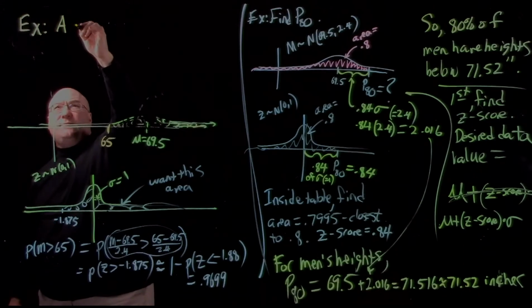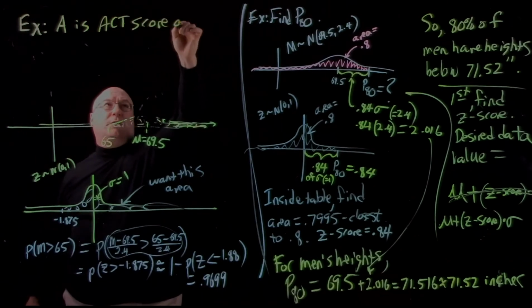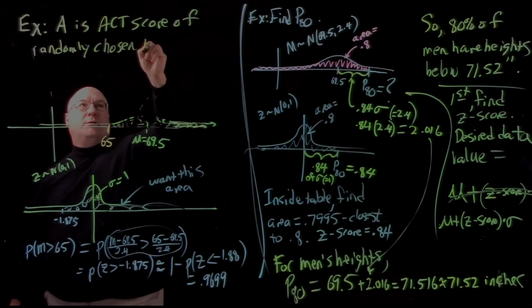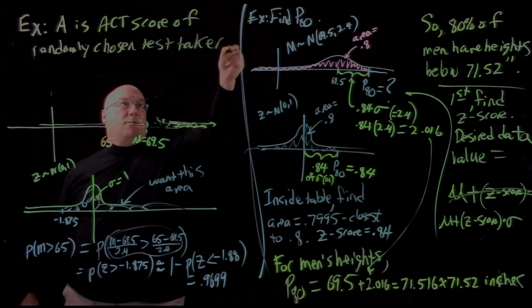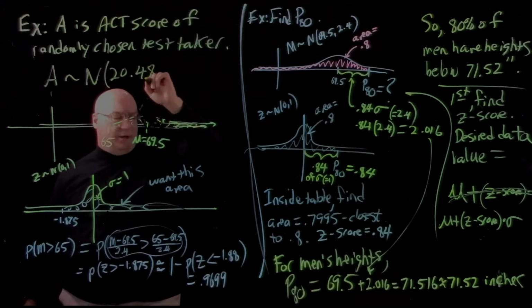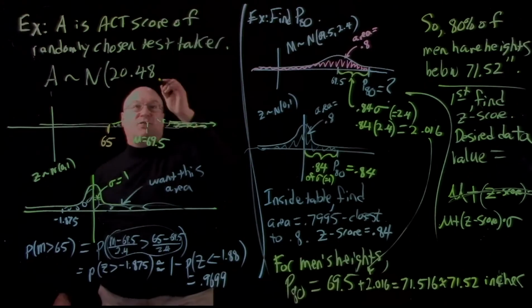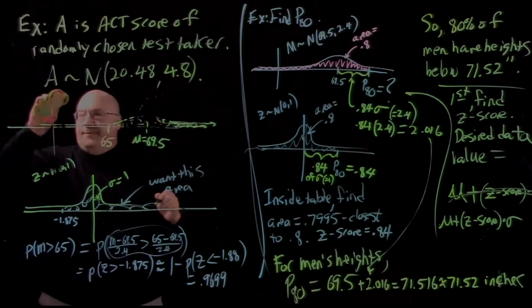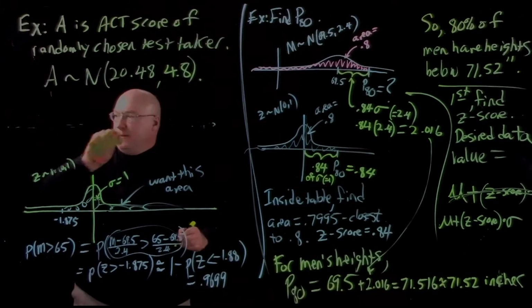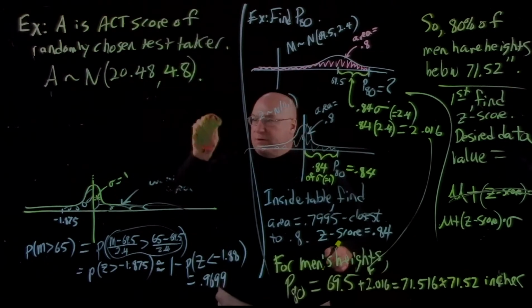So if I think of A as the ACT score of a randomly chosen test taker, then A is normally distributed with mean 20.48 and standard deviation 4.8. And it says, find the 98th percentile.